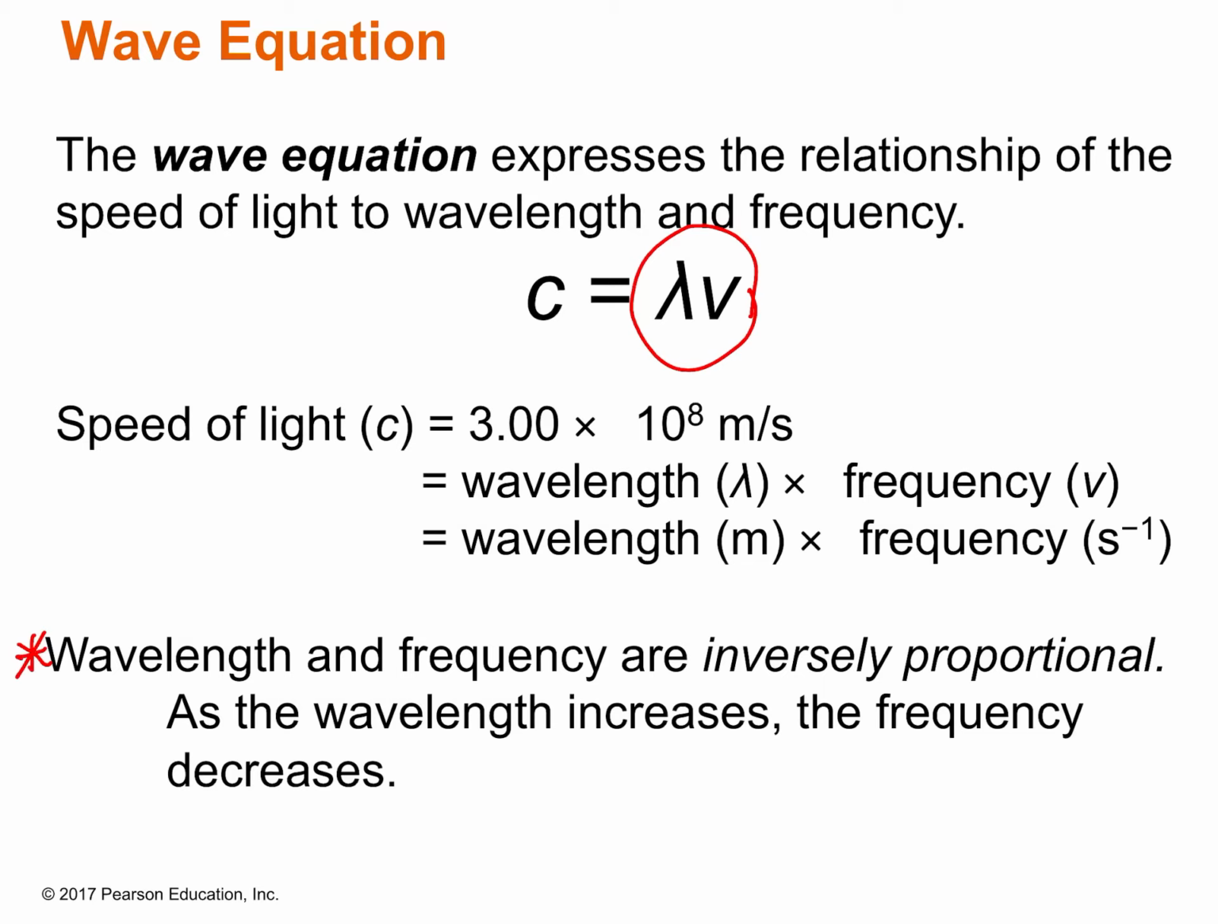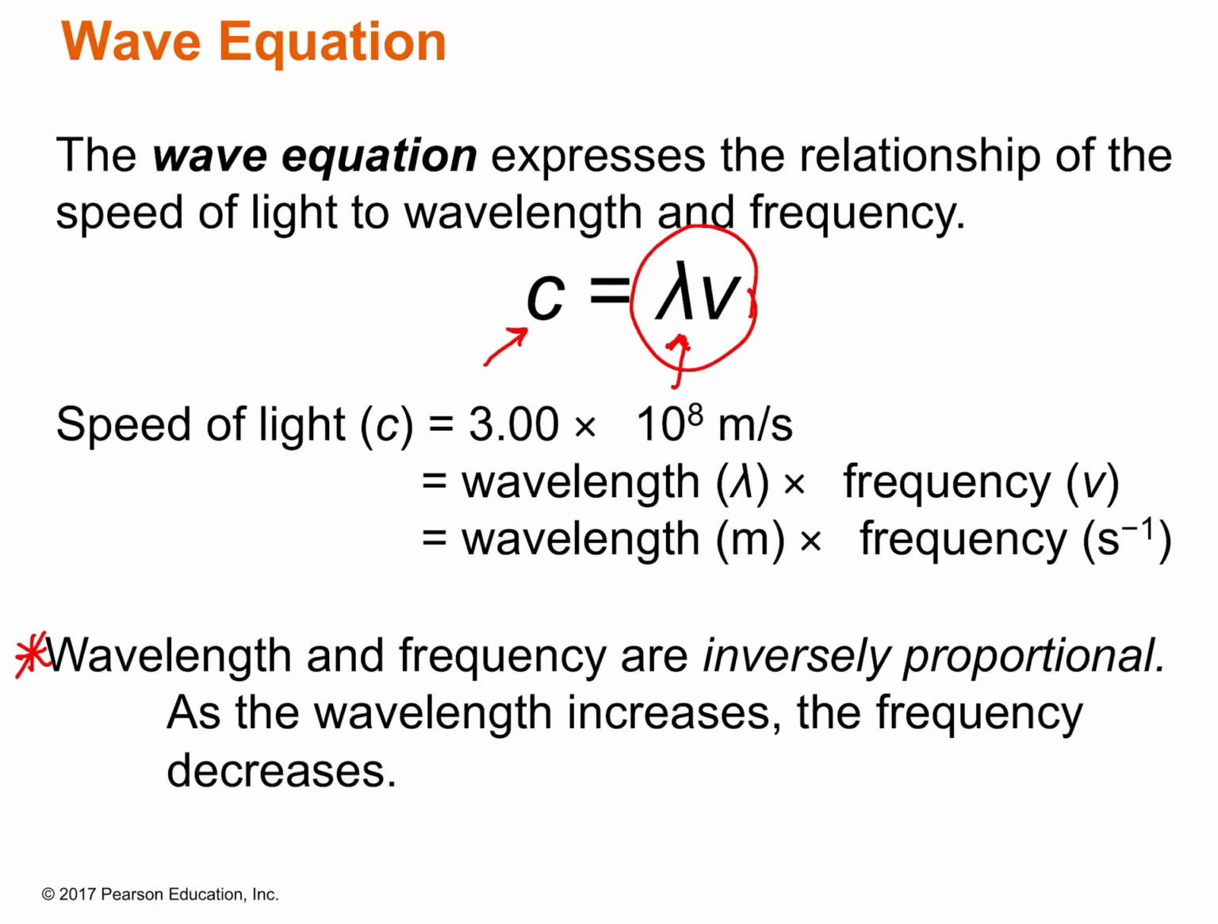In higher levels of chemistry, you will use this wave equation to calculate information about electromagnetic radiation. Maybe how long the wavelength is, or at what frequency it is. But we are just going to talk about it in general terms. And so this wave equation is useful to us because C is a constant. It's always going to equal the speed of light.